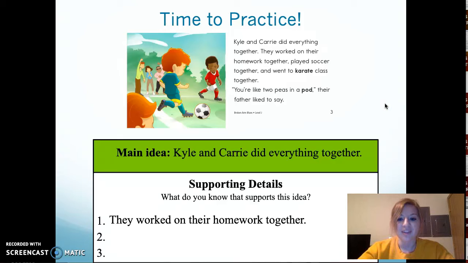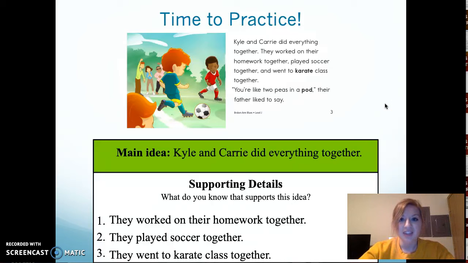Very good. They worked on their homework together. Another idea? They played soccer together. One more. Can I have one more person with an idea? They went to karate class together. Very good, finding the supporting details about this main idea from the story.